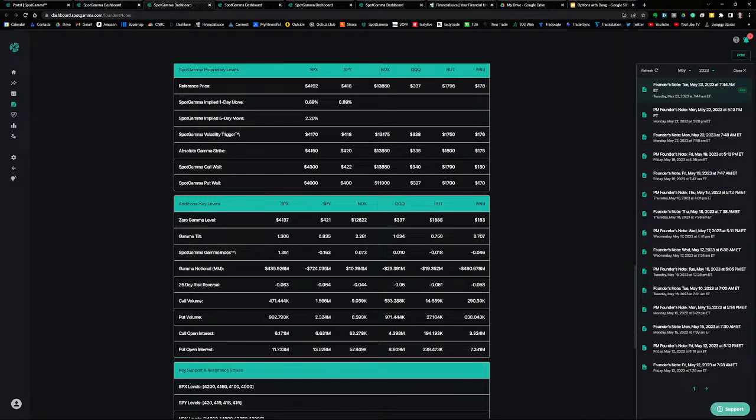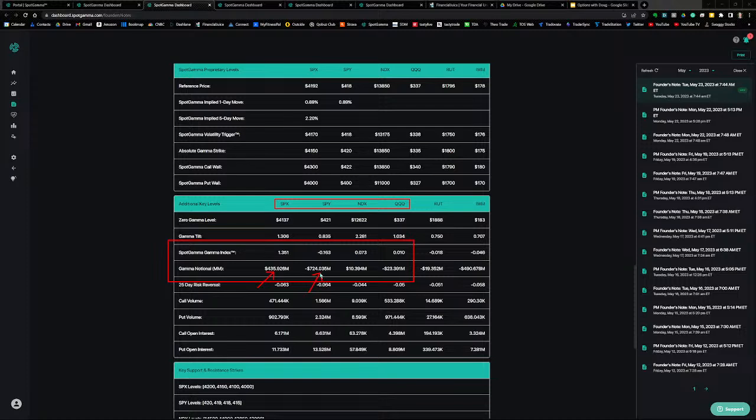So what I'm talking about is this gamma notional, and there's another measurement, this SpotGamma gamma index. This is for SPX, SPY, NDX, and QQQ. This is market maker's position at the beginning of the day. And this is showing that again, gamma notional is positive for SPX, although less positive than yesterday, so it did shift down.